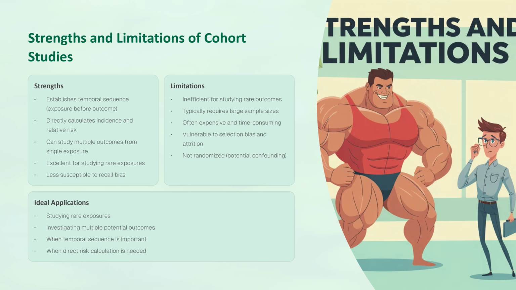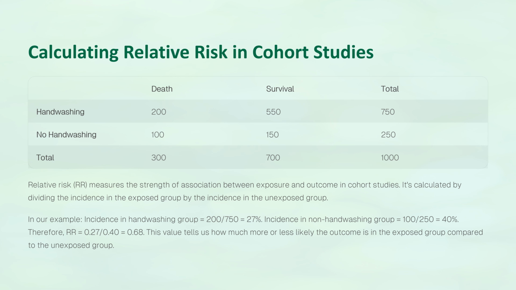And they're not randomized, as with case control studies. But they're ideal, again, for more rare exposures, investigating multiple outcomes, for giving a temporal sequence when that is especially important, and when direct risk calculations are needed. Now, how do we calculate relative risk in cohort studies? It's just like the 2x2 tables we learned a few lectures ago. Basically, you set up that 2x2 table with hand washing, no hand washing, death, and survival as the outcomes. And then you do the calculation there.